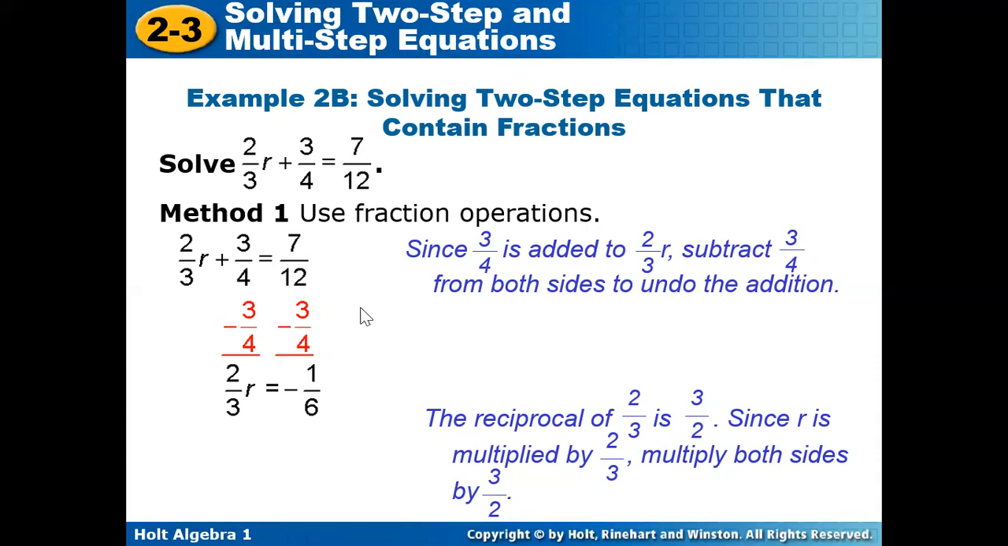And then 7 twelves minus 9 twelves, right? Gives you 2 twelves, which reduces to 1/6. Once again, you've subtracted 9 twelfths from 7 twelfths, so it's negative. So you have a negative 1/6. And then you have still your 2/3 r over here. All we have to do is multiply by the reciprocal in order to get rid of that.